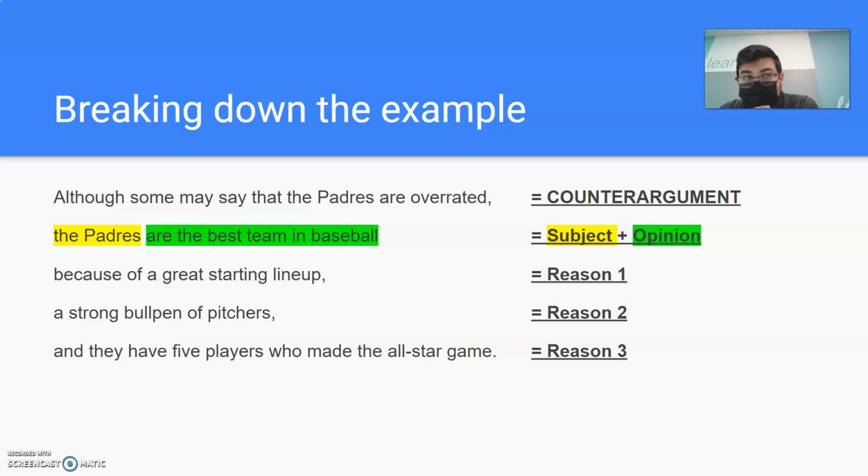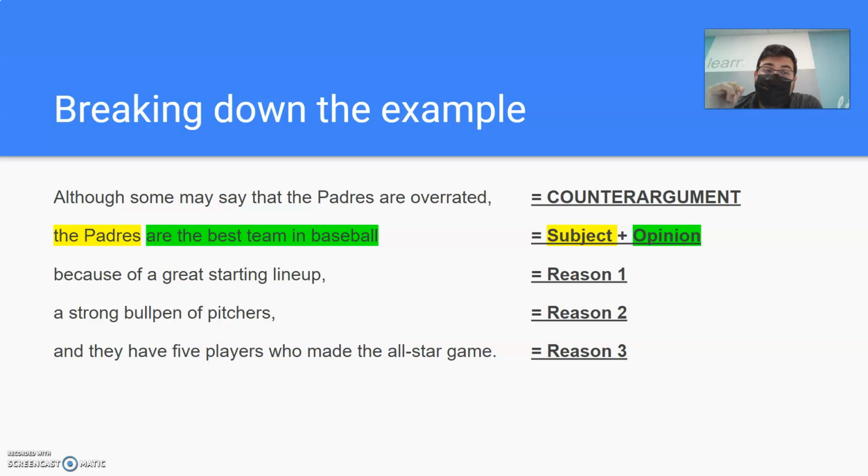They're not in first place. So you could say, although some may say the Padres are not in first place, they are still the best team in baseball. That would be transitioning into your thesis statement. Well, it's all part of the thesis statement, but it transitions into your subject and opinion.